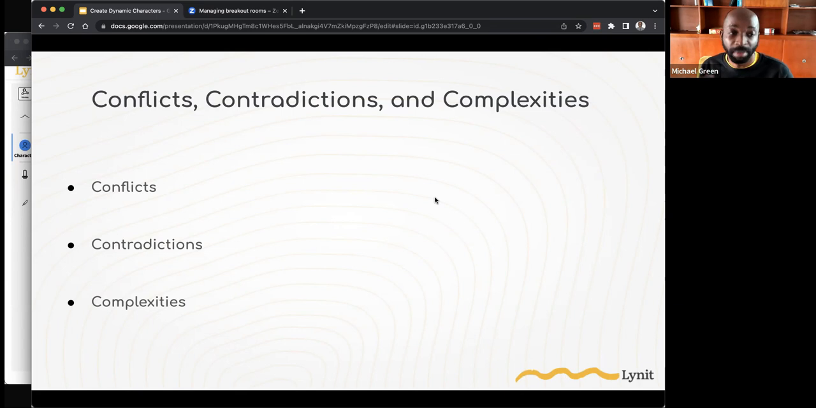And real people have those things, right? Your characters don't have to be so logical that everything lines up, where if they want something, it doesn't conflict with anything else. The more you can add that, the more it makes them feel real.